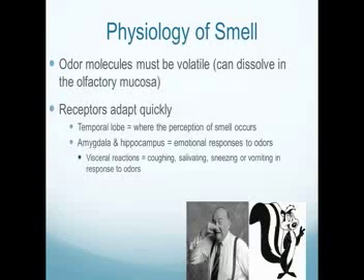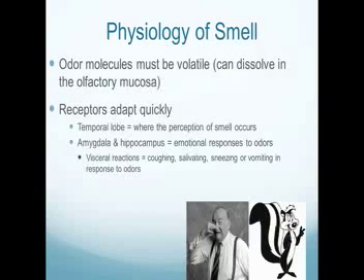The temporal lobe, as I stated earlier, is where the perception of smell occurs. That means where we integrate it in the brain. And then, as I was saying earlier, the amygdala and the hippocampus are where we see our emotional responses to odors. So that's why it can stimulate happy or, in some cases, sad memories.